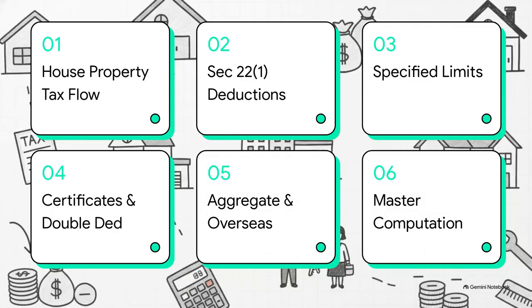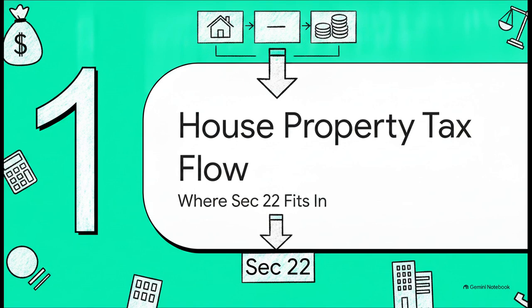Here's our quick roadmap for today. We'll cover the house property tax flow, Section 22(1) basic deductions, limits for specified properties, certificates and double deductions, aggregate limits and overseas interest, and finally wrap it up with a practical master computation. All right, starting with Part 1, the house property tax flow and exactly where Section 22 fits in.